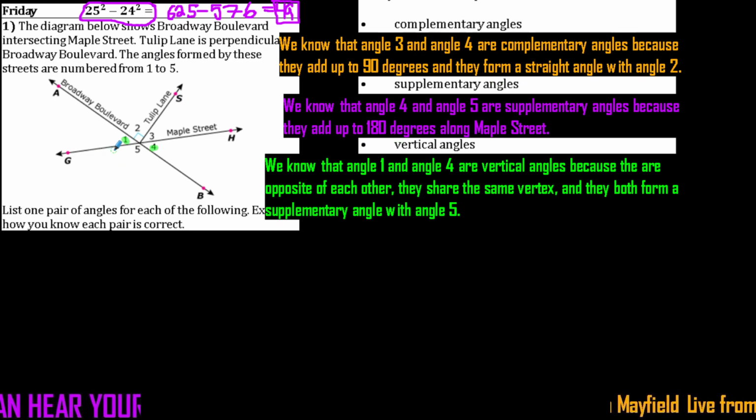We said that angle 4 and 5, as I highlighted it like this, form that straight line along Maple Street, and you can see that angle 1 and angle 5 along Broadway Boulevard form a straight line. So make sure you're seeing that along Broadway Boulevard, they form a straight line, meaning it is 180 degrees. So again, be able to prove that for yourself.